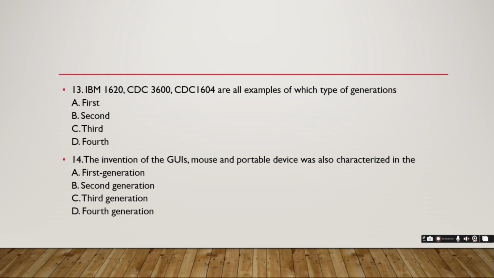Question 14. The invention of the GUIs, mouse and portable device, was also characterized in the A. First generation, B. Second generation, C. Third generation, and D. Fourth generation.